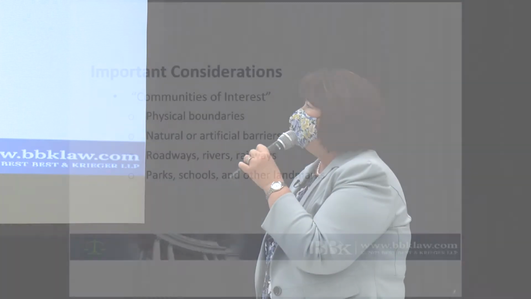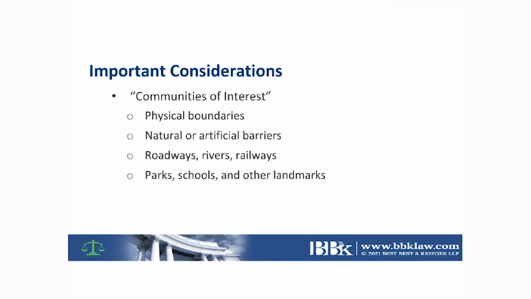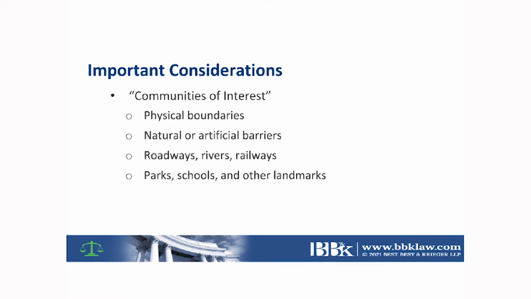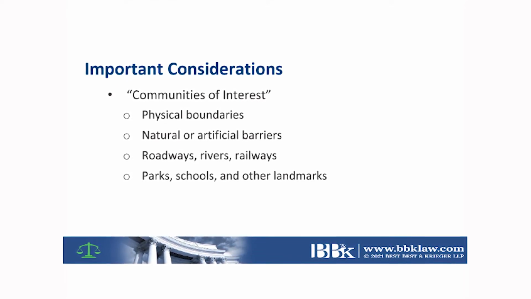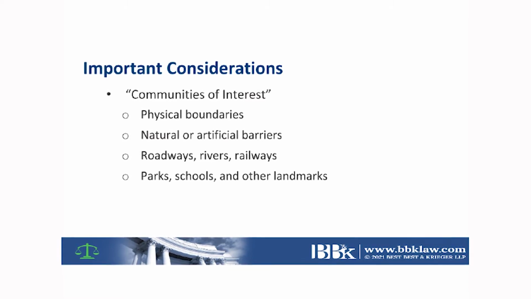What are communities of interest? Once we do those non-negotiables, those preeminent considerations, we look at communities of interest. So physical boundaries. Are there any natural or artificial barriers? Things such as rivers, creeks, the highways. Highway 111 makes a perfect example of something that you would probably use as a boundary. Roadways, railways. Are there any parks or schools that have neighborhoods around them that make sense to keep together? So those are taken into consideration.